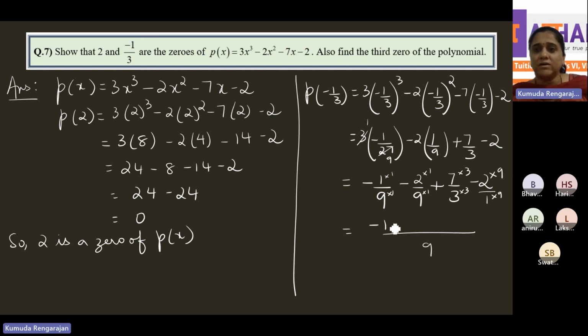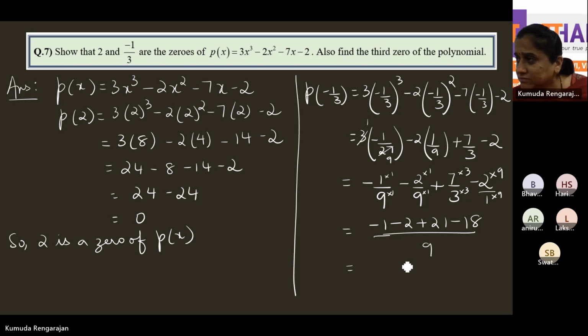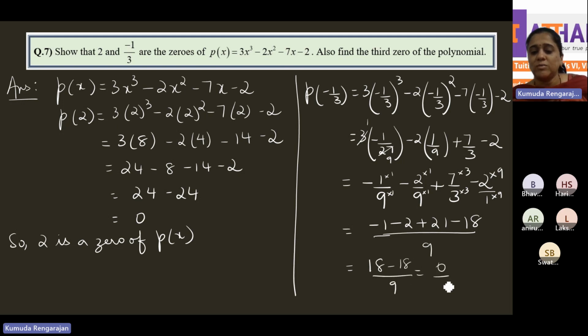So what will you get? Minus 1, minus 2, plus 21, minus 18. So what do you get? Plus 18, minus 18. What did you get? You got 0? Okay, I'm getting 21 minus 21. Or you can write 18 minus 18 by 9, which is 0 by 9, which is 0.